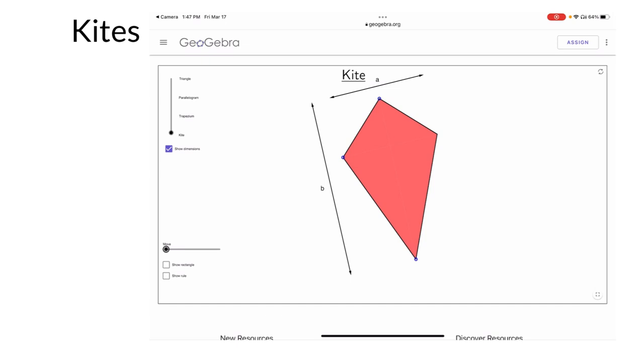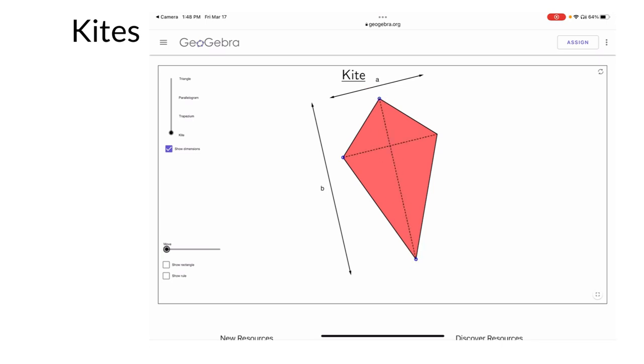Right here we have a diagram of a kite. You can see that I have the diagonal that would go from the closer vertices to each other labeled as A. It's just labeled on the outside of the figure. And the longer diagonal is labeled as B. It's just labeled on the outside of the figure. I'm going to go ahead and show you there.